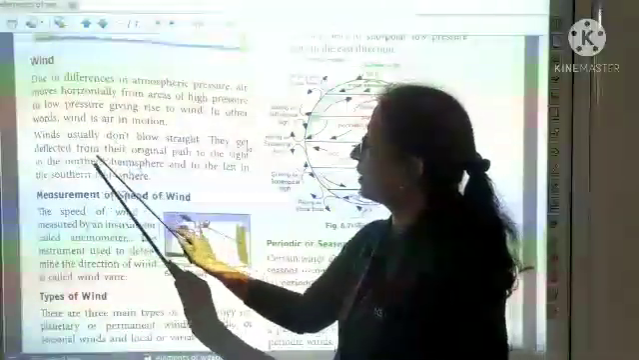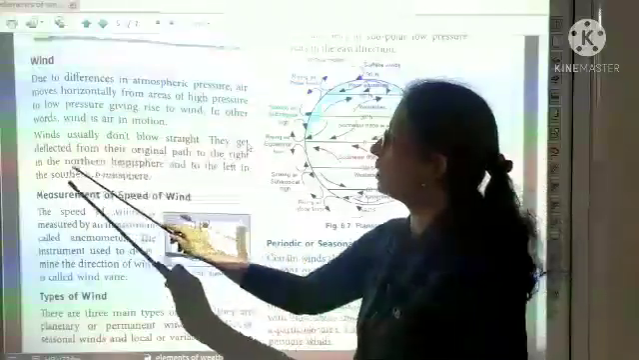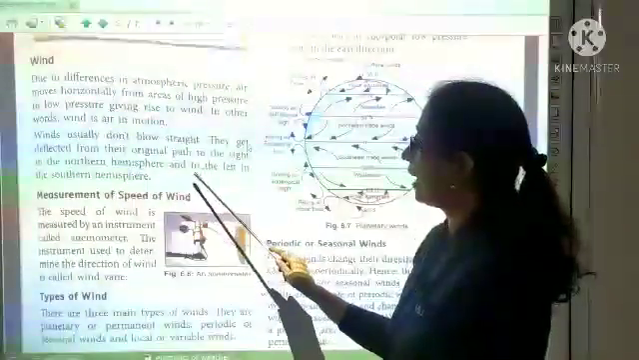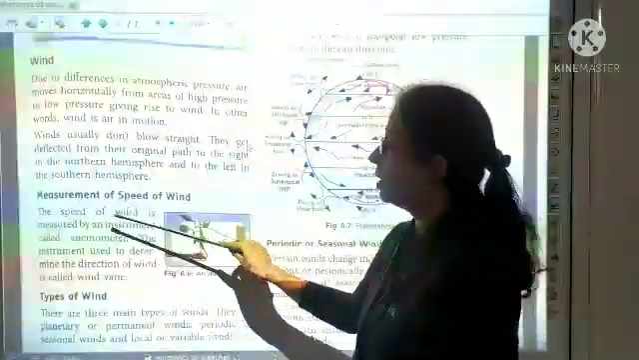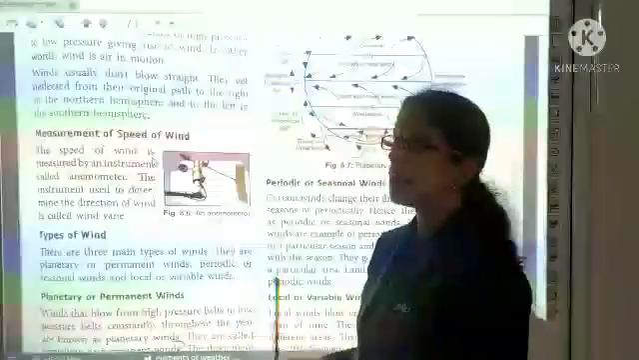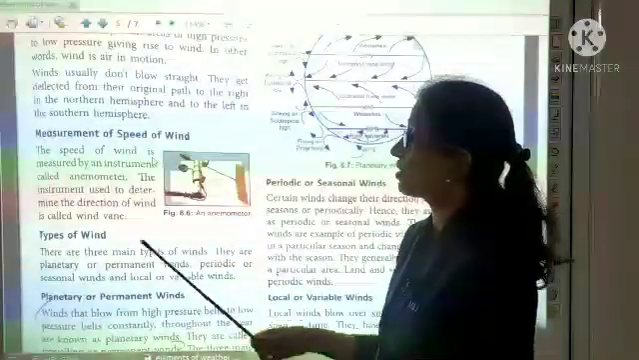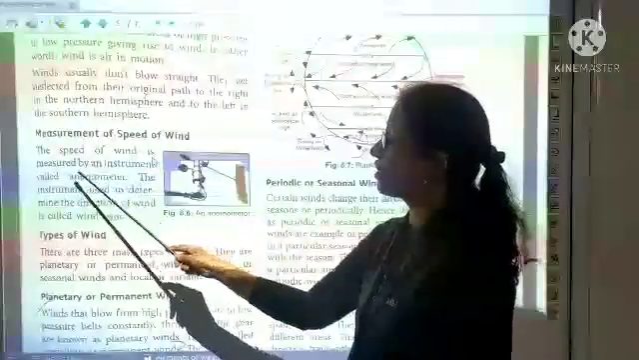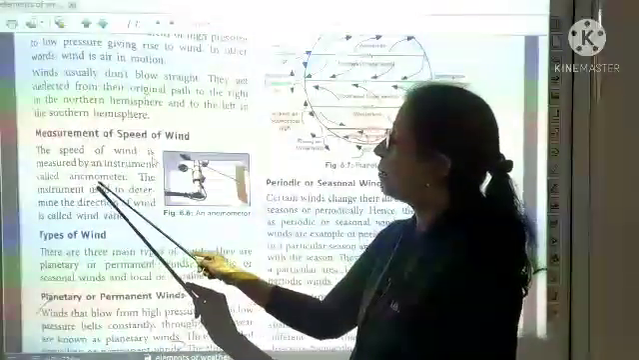They get deflected from their original path to the right in the northern hemisphere and to the left in the southern hemisphere. Measurement of speed of wind. Wind का भी measurement होता है. Wind कैसे measure होती है? The speed of wind is measured by an instrument called anemometer.